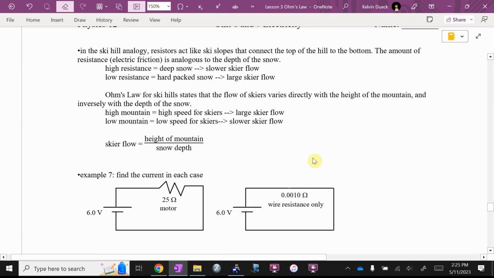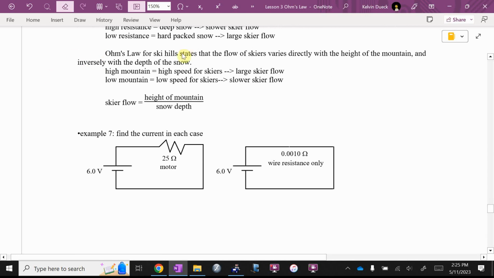In my ski hill analogy, resistors act like ski slopes that connect the top of the hill to the bottom. They're the ski hills. The amount of resistance, or electric friction, you can think of it in two ways. You can think of it maybe as how deep the snow is. If it's really deep, you can't go very fast. I think of it as how narrow the trails are. High resistance, narrow trail: you'll get a few skiers, small current. Low resistance, wider trail: you get a bunch of skiers on there.